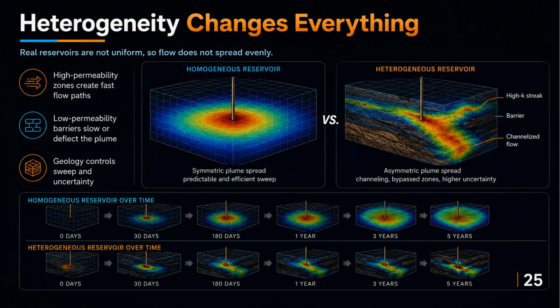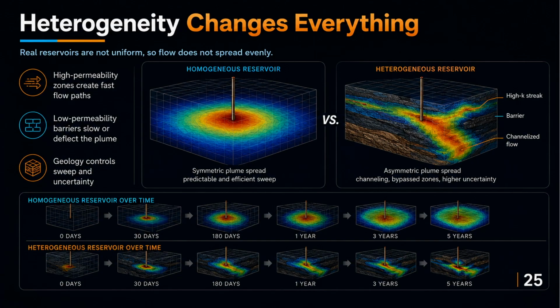This slide shows that a homogeneous model and a heterogeneous model can give very different results. In a homogeneous reservoir, the plume may expand almost symmetrically. In a heterogeneous reservoir, the plume can move preferentially through high permeability pathways, bypass low permeability zones, and create unexpected breakthrough. This can strongly affect recovery, storage efficiency, and risk.